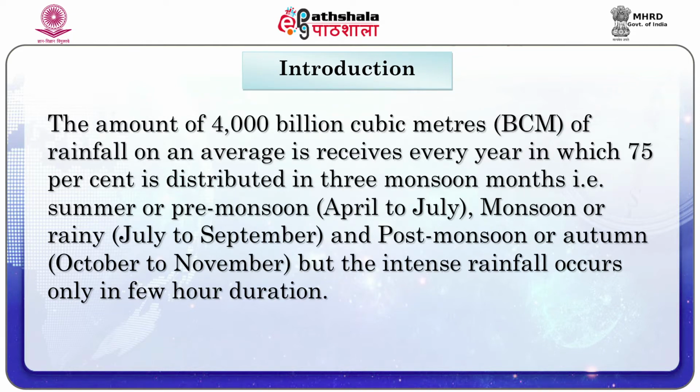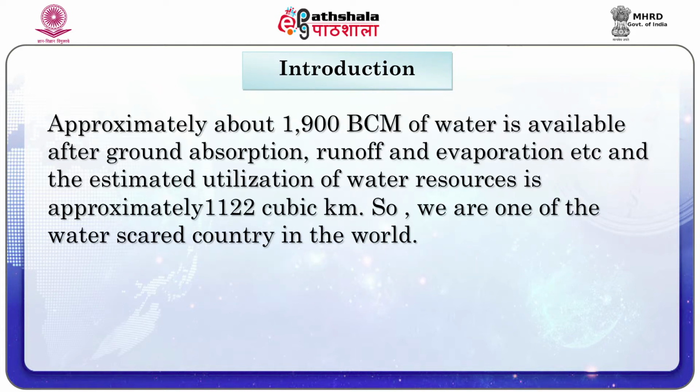An average of 4,000 billion cubic meters of rainfall is received every year, in which 75% is distributed in the 3 monsoon months. Approximately 1,900 BCM of water is available after ground absorption, runoff and evaporation, etc. And the estimated utilization of water resources is approximately 1,122 cubic kilometers. So, we are one of the water-scarce countries in the world.